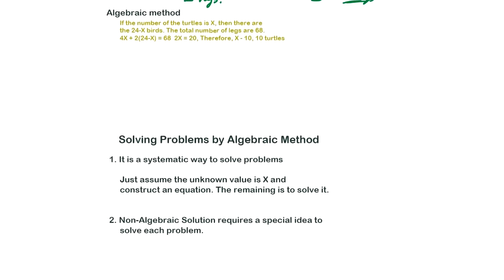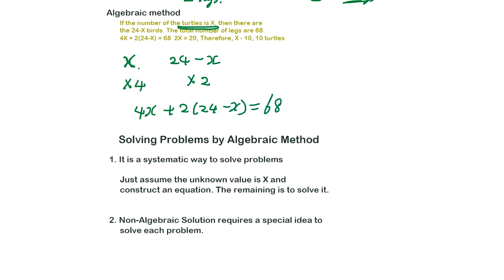In algebra, what is the unknown value? The number of turtles, x, right? So the number of birds is 24 minus x for sure, right? And a turtle has 4 legs and a bird has 2 legs. Okay, so 4x plus 2 times (24 minus x) equals the total number of legs. Got it? It's so easy. Then what is x?